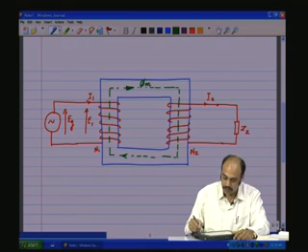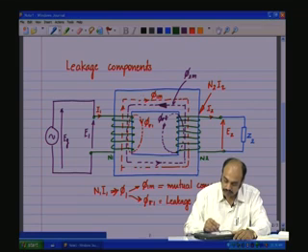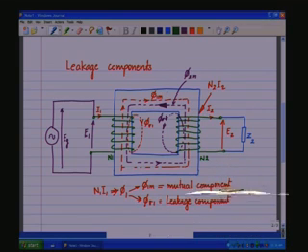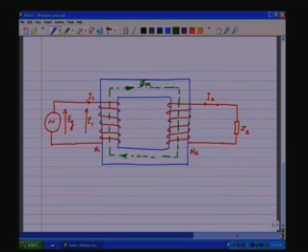The equivalent flux in the core, see, we have phi 1 flowing in one direction, phi 2 flowing in the opposite direction. The equivalent flux phi 1m minus phi 2m vectorially would give you phi m, and this is called the mutual flux, let us say.